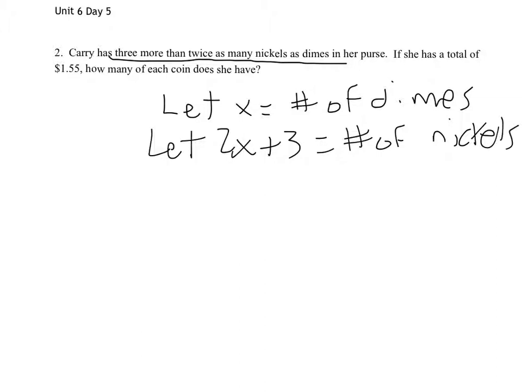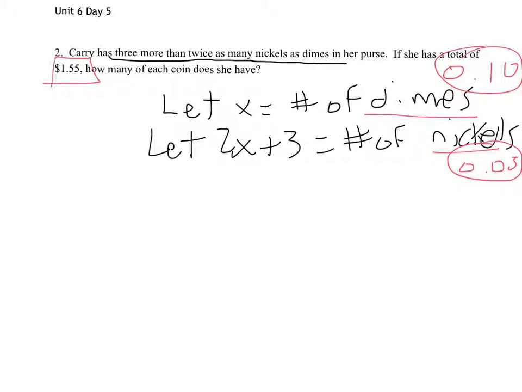Now, when we're dealing with money and quarters, nickels, and dimes, we know that these coins have a value. Dimes are worth 10 cents, 0.10. Nickels are worth 5 cents, 0.05. This has to come into play in our equation because we're talking about a total of $1.55. So we can't just add up our let statements and say we're done. We have to use the value of each dime and the value of each nickel.